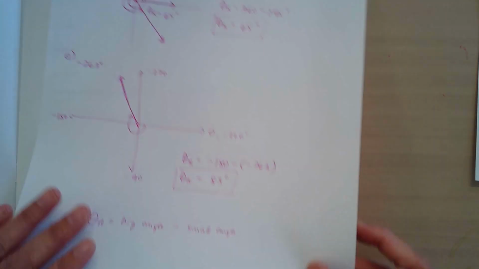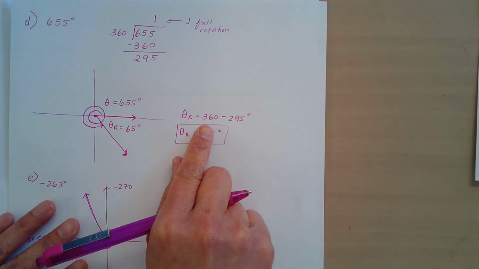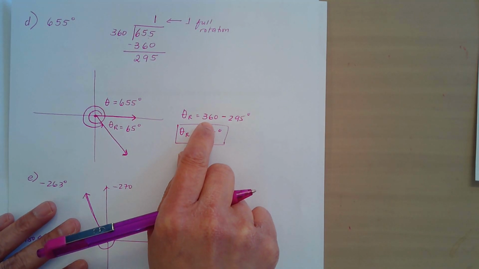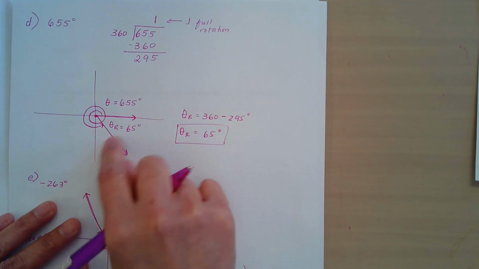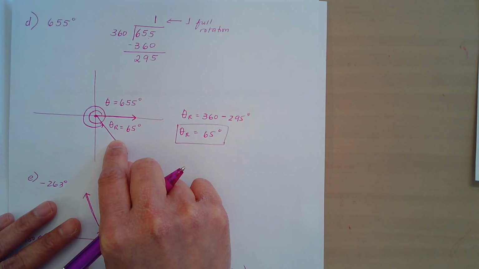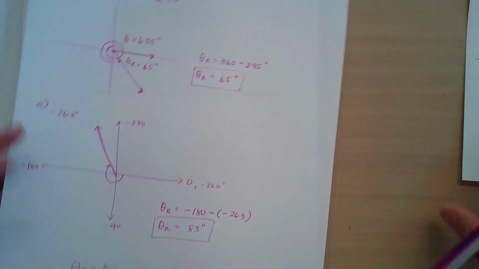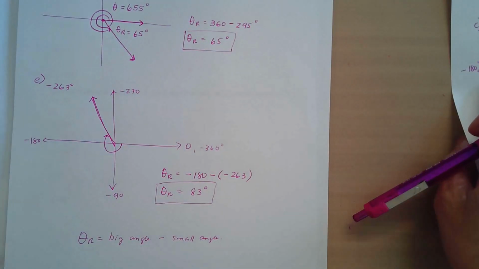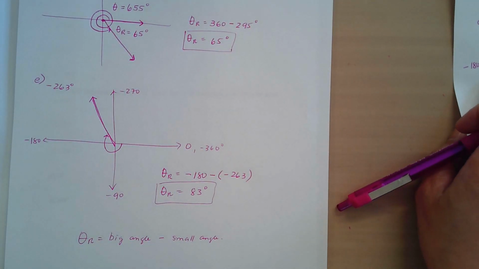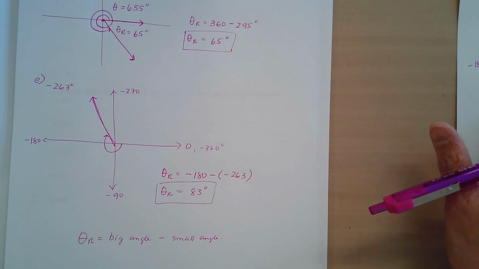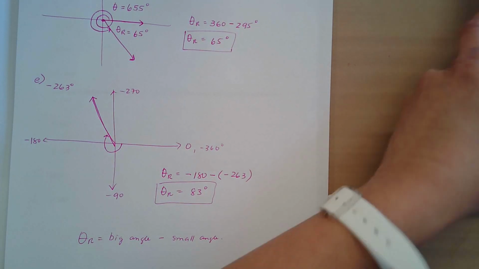Let's try if that works for every single one. 360, so that's a complete rotation, minus my smallest one. That works, right? So you have different strategies in figuring out your reference angle. Okay.